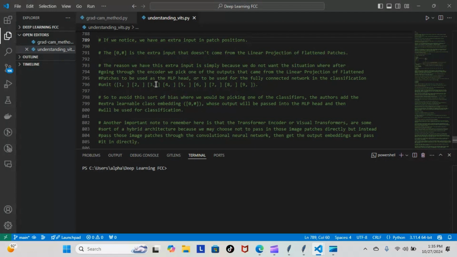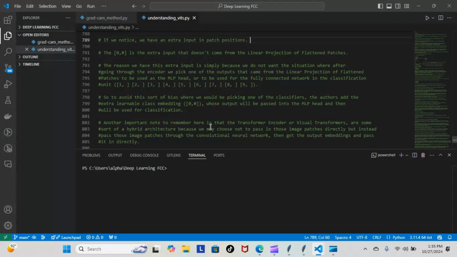This is our classification unit. As you can see, we have all the other inputs starting from 1, everything except the zero hashtag, which is the extra input. So to avoid this sort of bias where we would be picking one of the patch outputs, the authors add the extra learnable class embedding of zero hashtag, whose output will be passed into the MLP head and then will be used for classification.